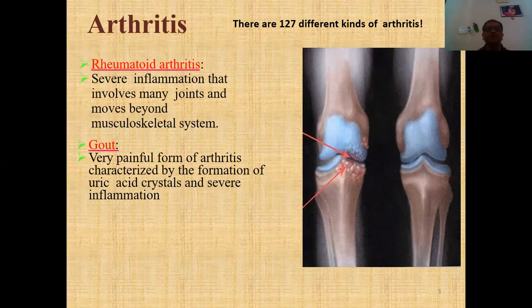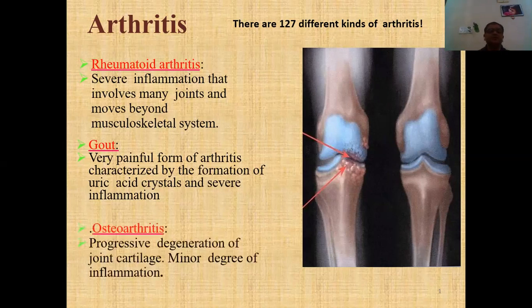Gout is a very painful type of arthritis in which a granular structure forms because of the uric acid, and it creates severe inflammation with symptoms such as redness and swelling. Gout is mostly observed in the toes as well as the fingers.